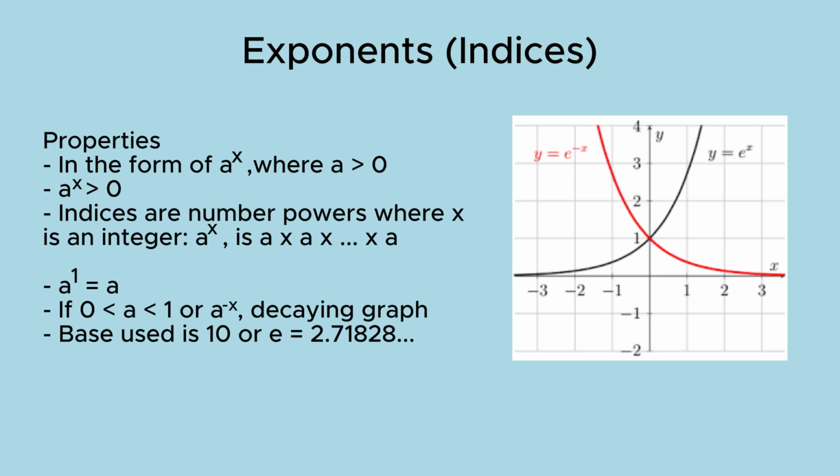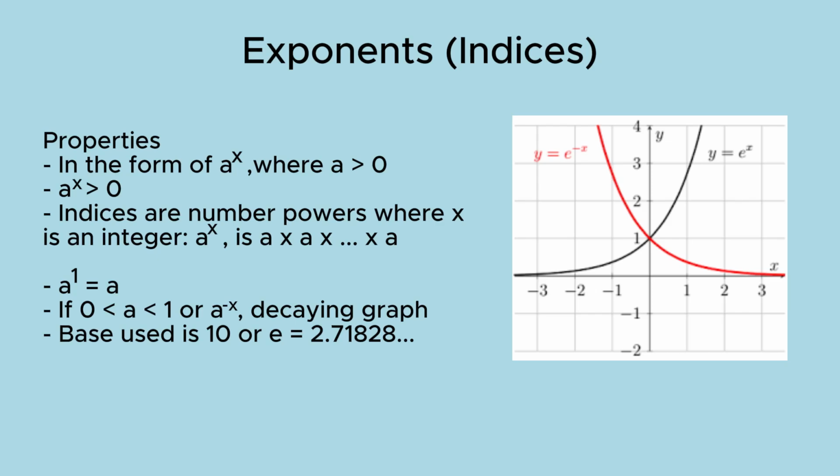So as for exponents, it is in the form of a to the power of x, where a is more than 0. This is because if a is less than 0, to put it negative, then eventually there is no pattern due to the alternating positive negative values. Okay, so a is the base, x is the power variable. A to the x is more than 0, mainly because all of them will be positive numbers.